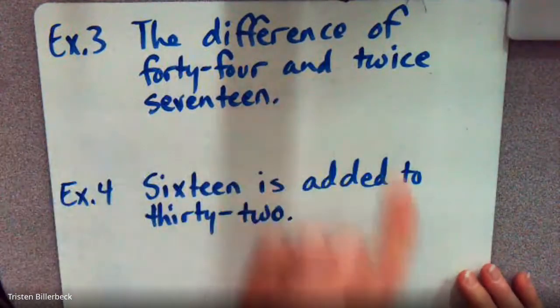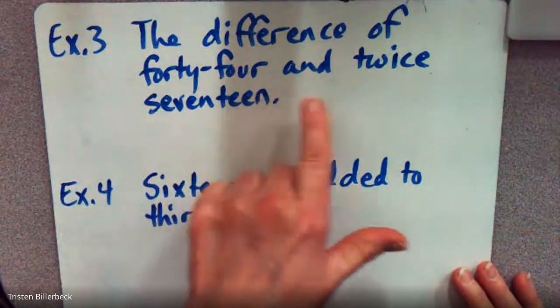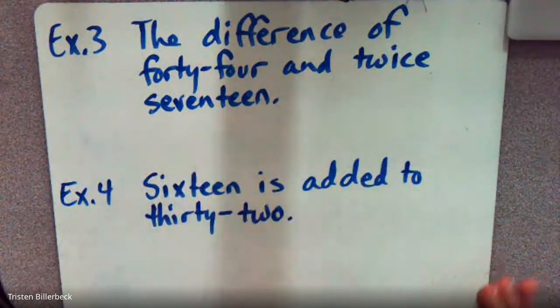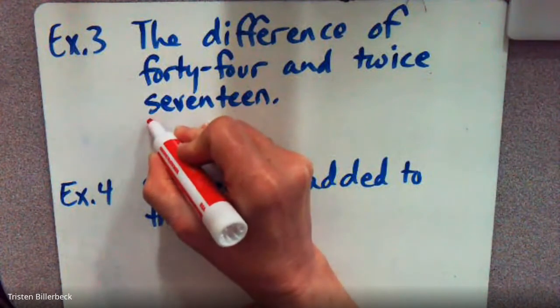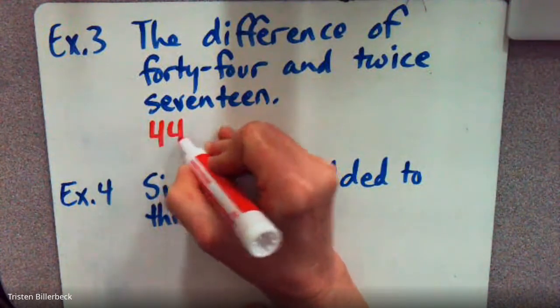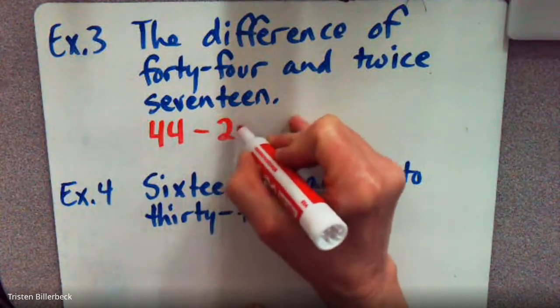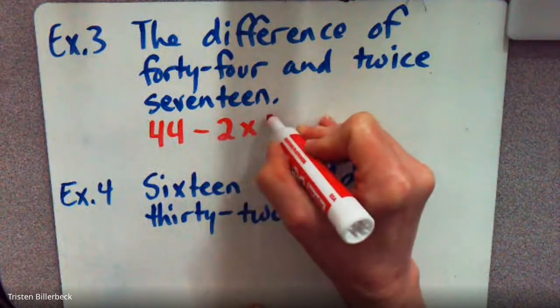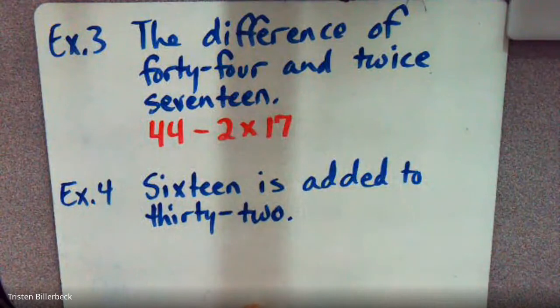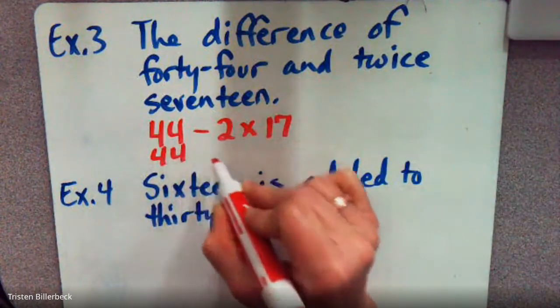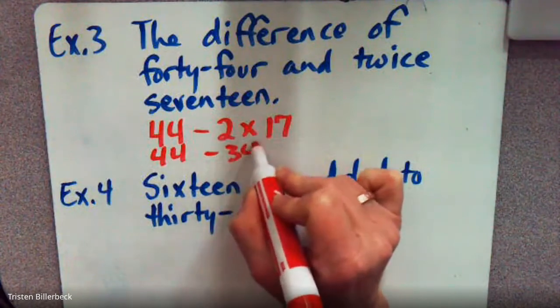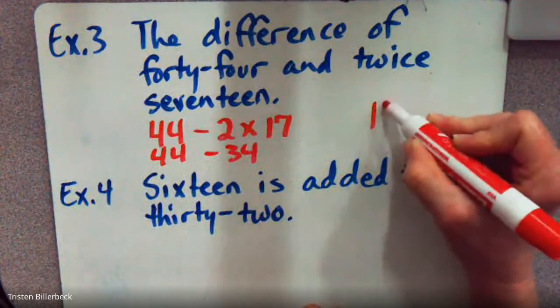The difference of 44 and twice 17. So we have 44 and twice 17. So that's going to be the difference of 44 and twice 17. So this ends up 44 minus 34, and we can see, well, that's going to be 10.